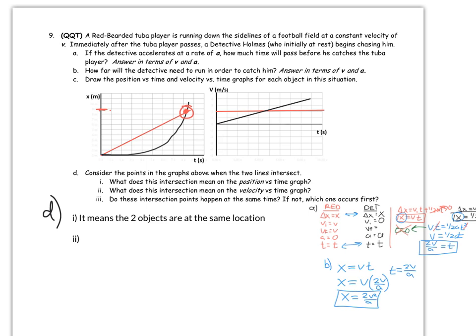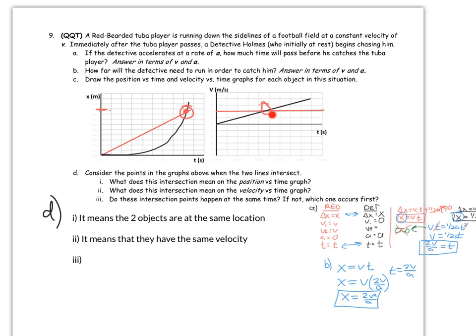On our velocity versus time graph, the basic idea is the same. It means that the y value is the same at that point. So what does it mean on the velocity versus time graph? It means they're at the same velocity. So this intersection point here is indicative of when the tuba player and the detective have the same velocity. And lastly, do they happen at the same point in time? You can see from the graphs probably not, but that could just be how I drew them. The answer though is no, they don't.